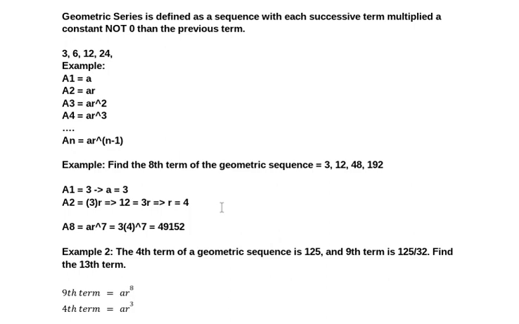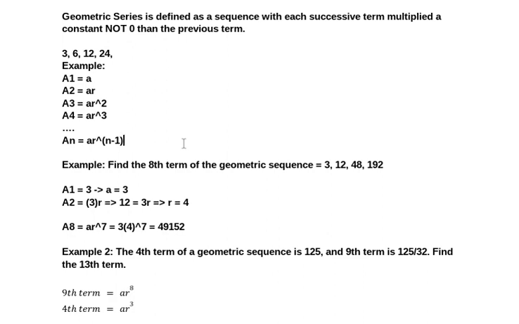So A8, as you can see, is equal to ar to the power of n minus 1 according to this. So A8 is equal to ar to the power of 7. So this means that 3 times 4 to the power of 7, which is equal to 49,152.